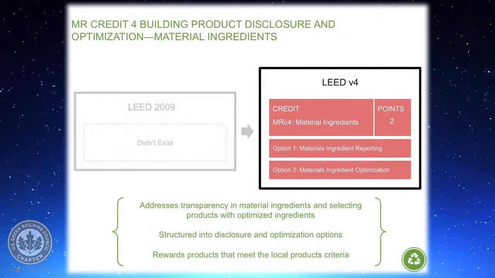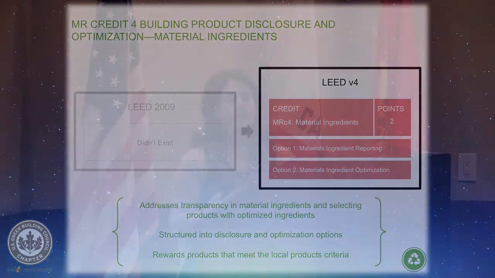So we reference programs here like Health Product Declaration, which is a manufacturer-driven declaration process. Cradle to Cradle, which allows for product manufacturers to supply their material ingredient information. And then depending on what is in there and the evaluation that Cradle to Cradle does, the products are essentially given a certification level. So there's a lot of different ways that project teams can look for products that comply here based on the programs that are referenced.